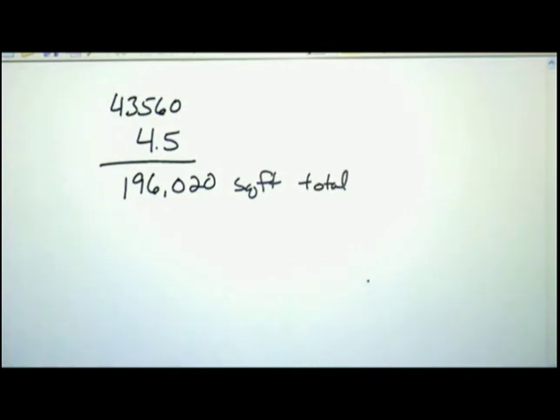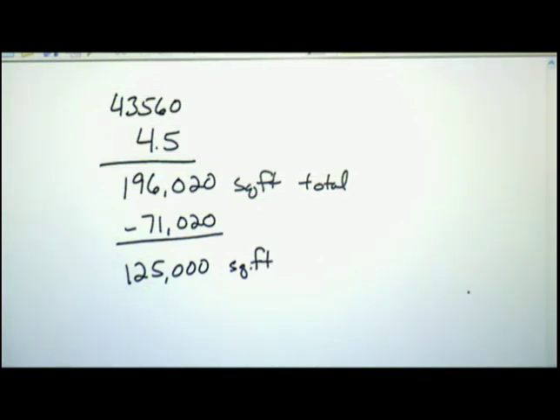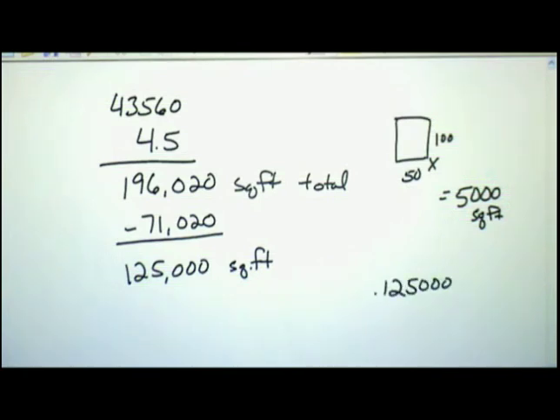I can't build on the streets, so I need to subtract out the 71,020 that's being allowed for the streets, giving me 125,000 square feet to work with. We're asking how many 50 by 100 lots could be made. So a 50 by 100 lot, if I multiply the two dimensions together, equals 5,000 square feet. So now I just need to divide my 125,000 by 5,000, and I can make 25 lots.